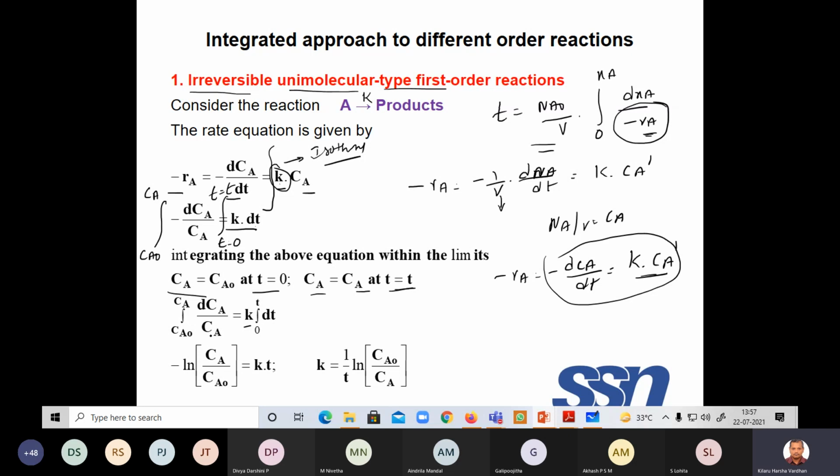Now what is this? Integral of dCA by CA is nothing but ln. So minus ln, here one negative is there, sorry, because this negative is carried here. Minus ln CA, if you substitute the limits, CA by CA naught is minus K into t. So you want to calculate K. K is the rate constant. K is 1 by t into ln CA naught by CA. Because minus is there, you put CA naught by CA.